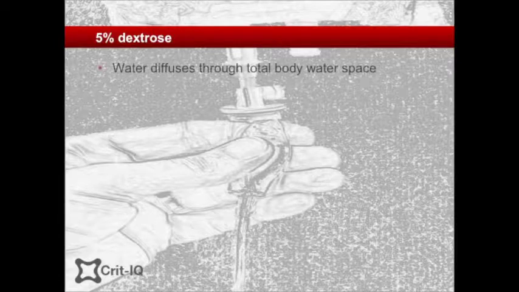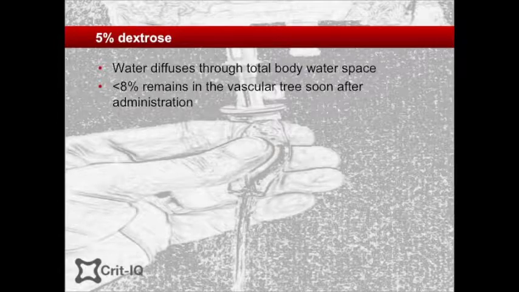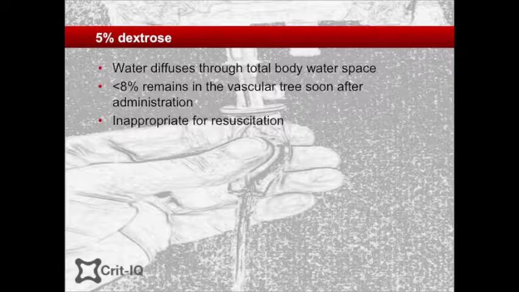Water, as we've discussed in the physiology lecture, is distributed across the total body water space, as it is freely diffusible along osmotic gradients. As a result, only a tiny fraction, in the order of 8%, remains in the vascular tree shortly after administration. This makes it an ineffective resuscitation fluid, and it is likely to be harmful as it causes significant electrolyte dilution if given quickly.